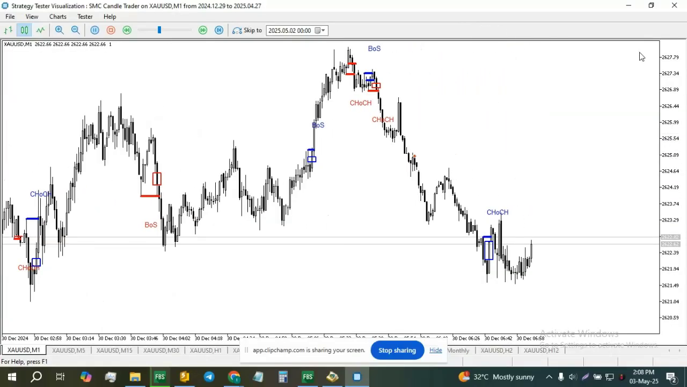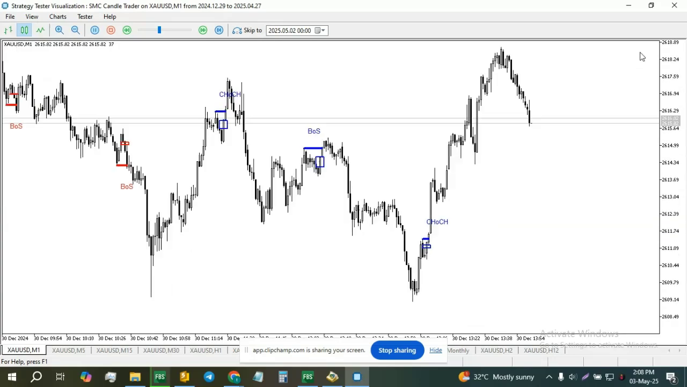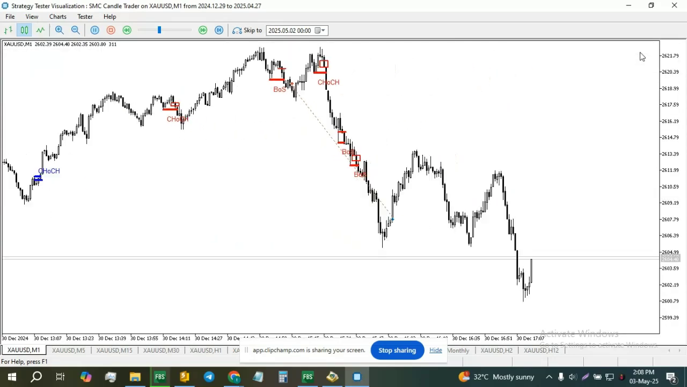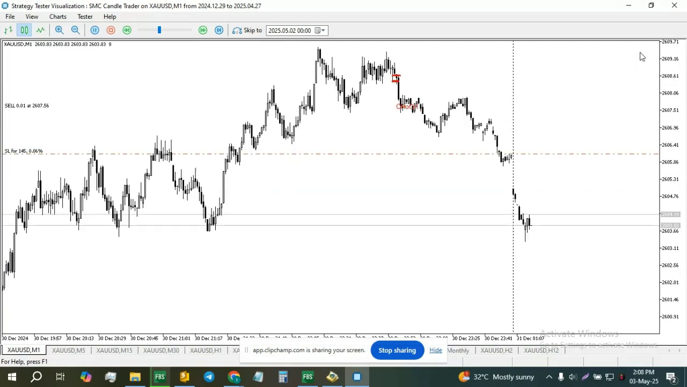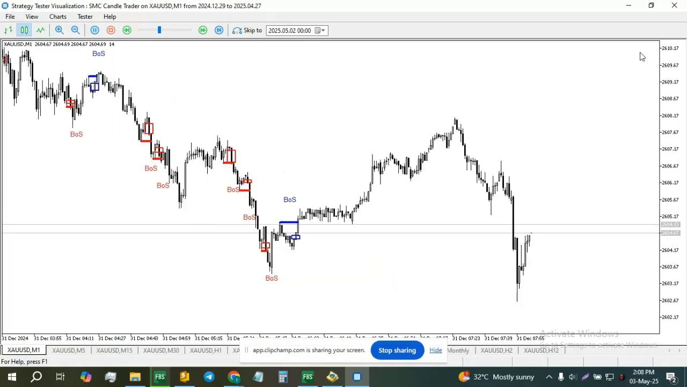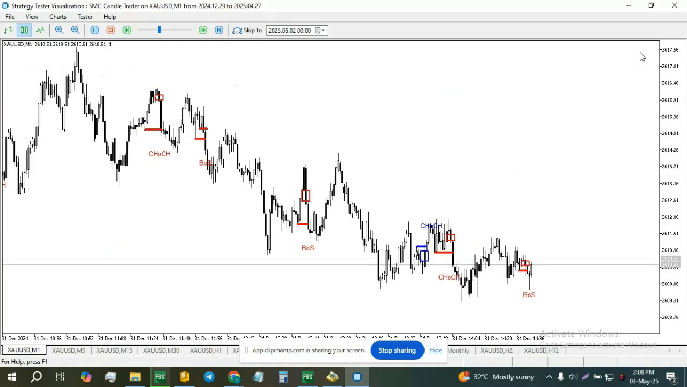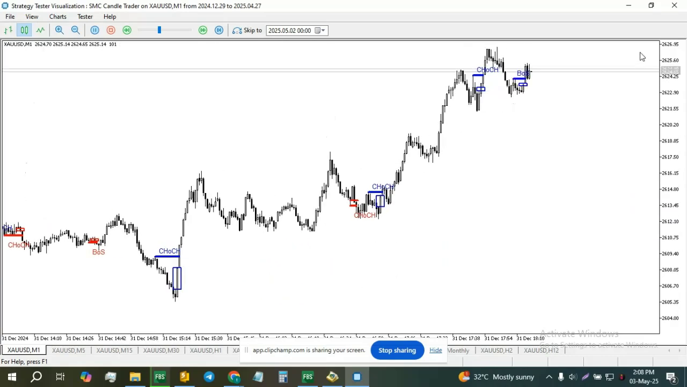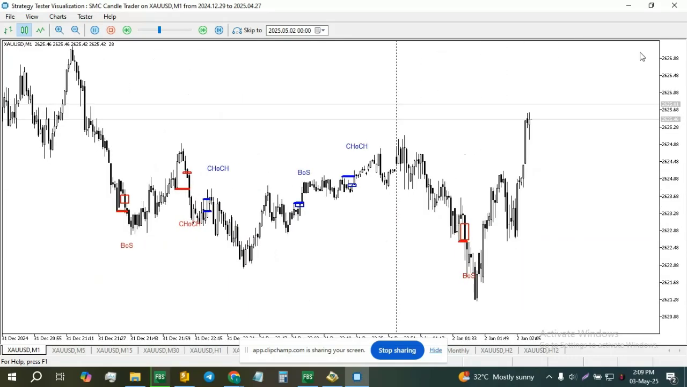This video serves as both an introduction and documentation for the SMC Candlestick Trader. This EA is available on both MetaTrader 4 and MetaTrader 5. It trades gold on the 1 minute time frame. The logic and the functionality for the MT4 and MT5 version are the same.